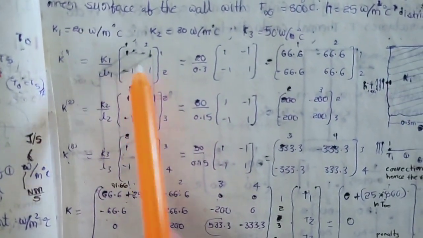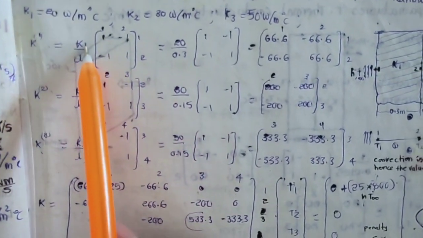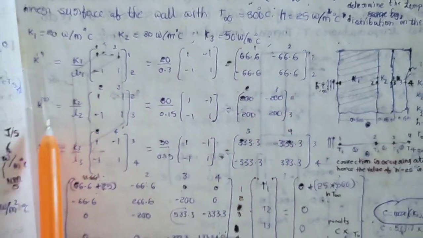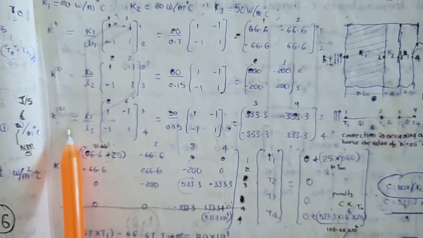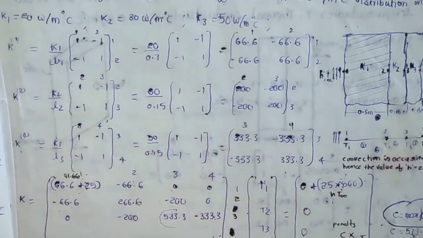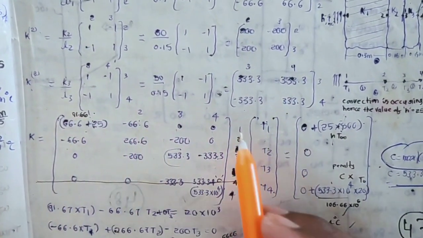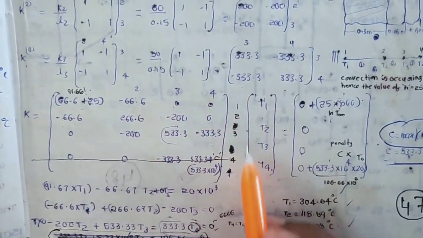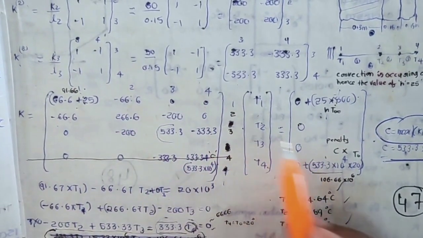K1 by L1 times the matrix 1, minus 1, minus 1, 1. You know K1 and L1, so substitute here and you will find the value like this. Similarly K2 and K3, placed at nodes 1, 2, 2, 3, 3, 4. Initially you have to give the naming as 1, 2, 3, 4. And KT is equal to R.